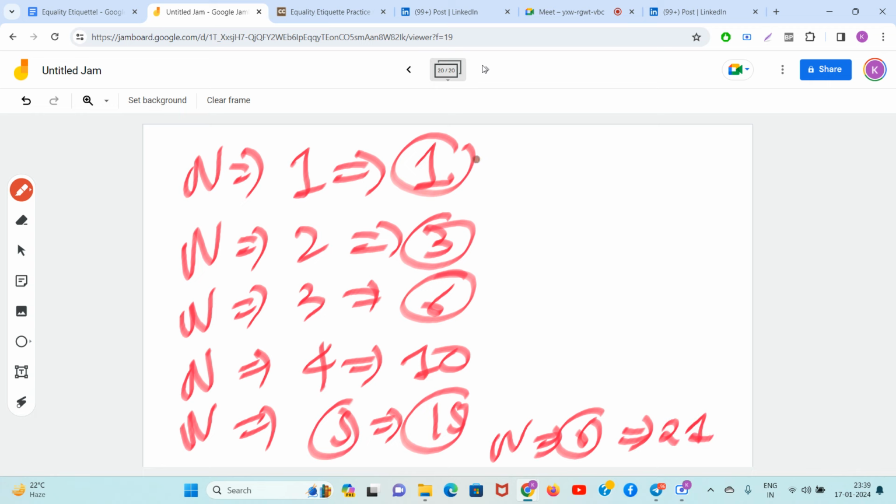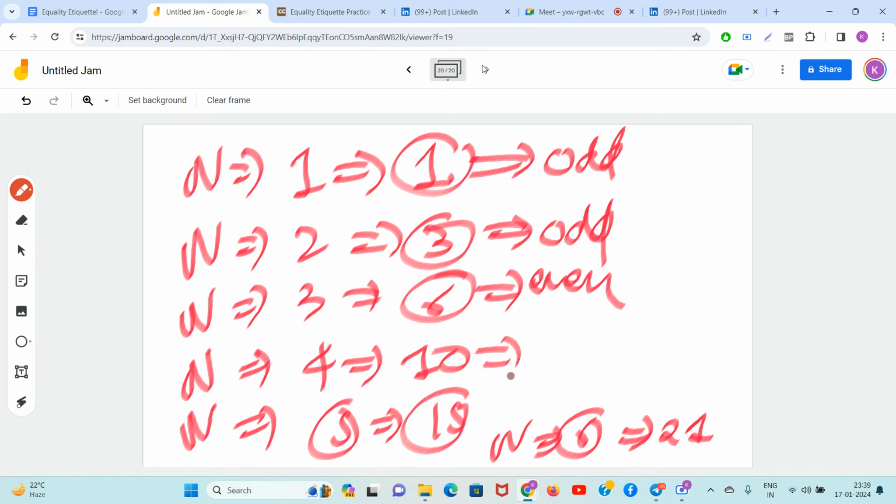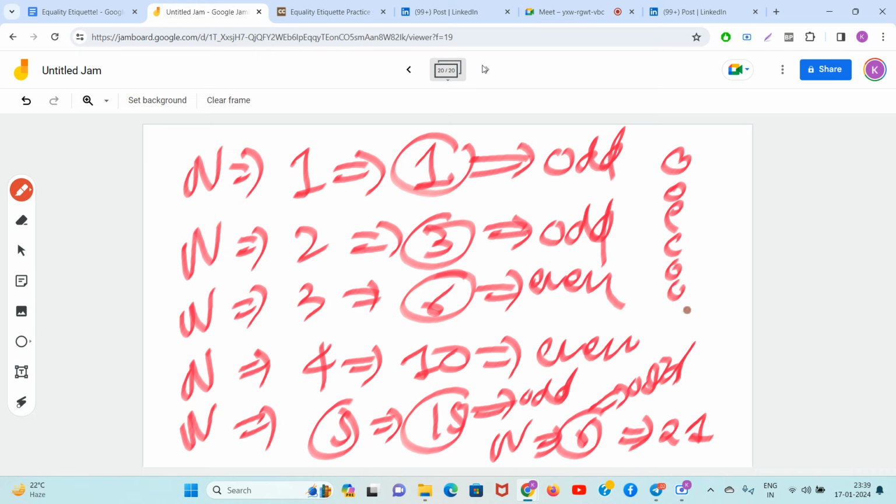So Ananya, always the first two sums are odd and then the next two are even. So it doesn't matter where you hit your n, in three iterations you will get the correct number. See, this is again odd, this is again odd, odd, even, odd.